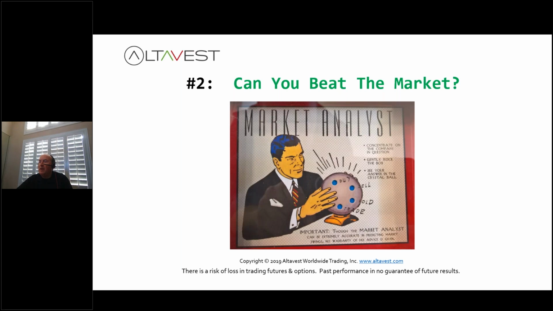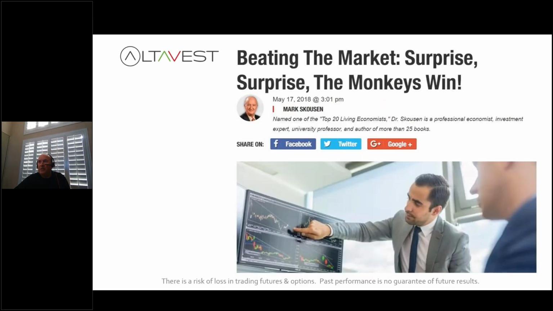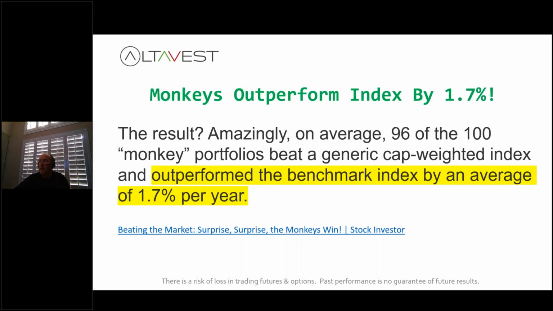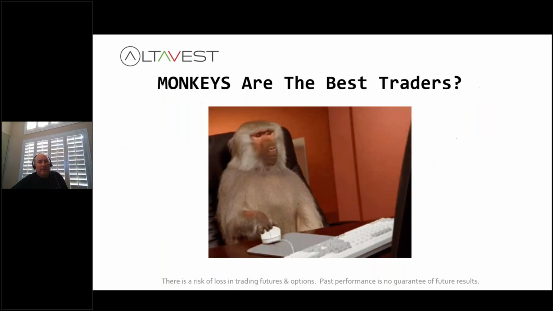So number 2, can you actually beat the market if you're trading? That's the next question. It says here that this economist, Mark Skousen, I always follow him if I can. Here's a scenario they laid out with a portfolio being managed by monkeys. It turns out the monkey portfolio beat the index by 1.7% per year. So here is really your money manager that you should be looking to hire.